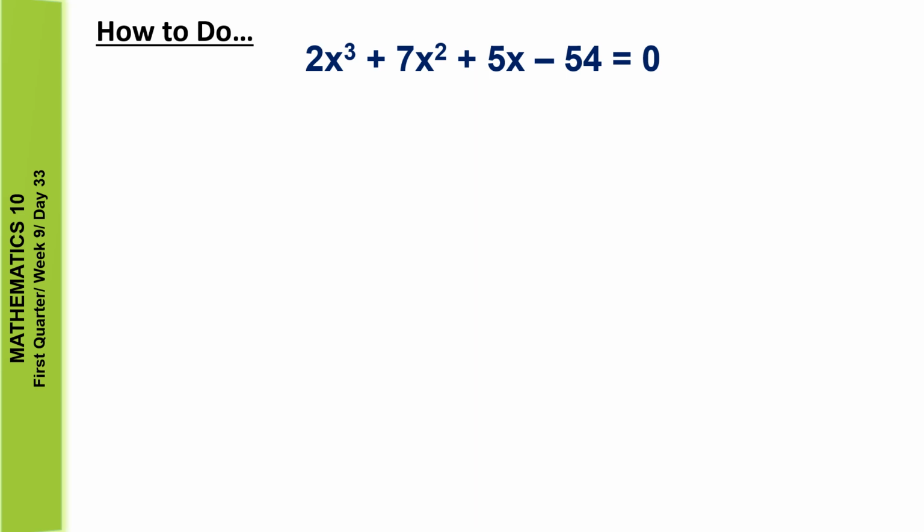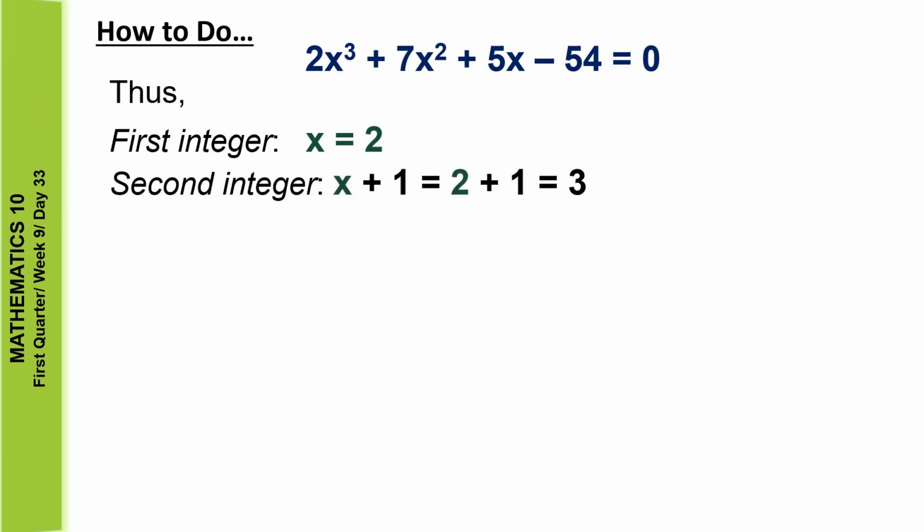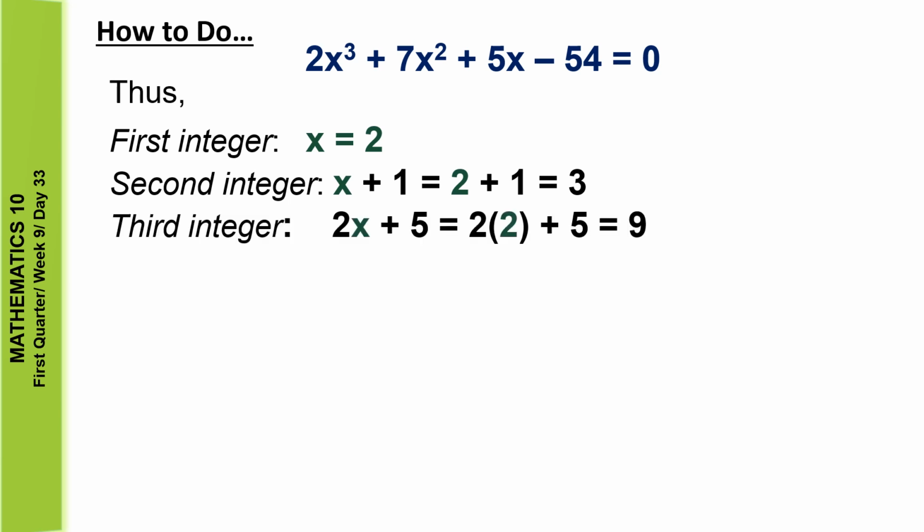Remember, we used synthetic division to solve the polynomial equation. Thus, the first integer, which is represented by x, is equal to 2. The second integer, which is x plus 1: since x is equal to 2, substitute 2 in x, so x plus 1 is equal to 2 plus 1, which equals 3. The third integer is 2x plus 5. Again, our first integer x is equal to 2, so substitute 2 in x, and it becomes 2 times 2 plus 5, which equals 9.